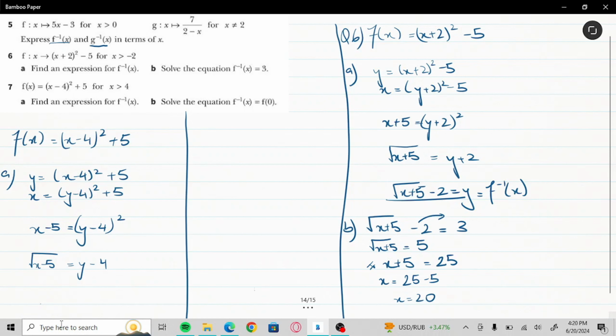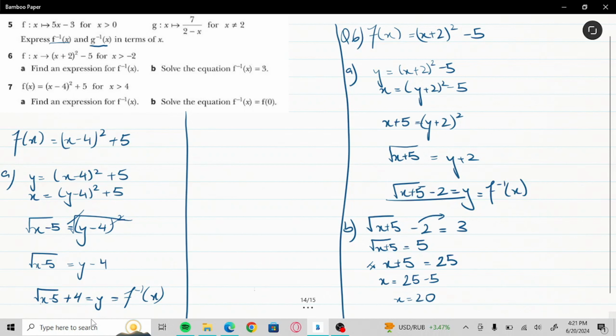If you don't understand it, this is basic maths. In order to remove a square from one side, we have to put an under root on both sides. And if we put under root here, the square will be cut down along with the under root. Now next, under root (x minus 5) plus 4 is equal to y. And that's it. This is our inverse of the function f.